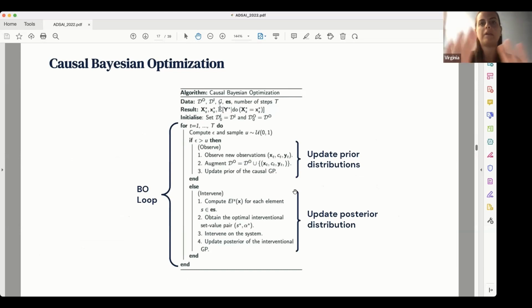So you'll still have a Bayesian optimization loop. You're going to collect interventions sequentially. At every step, you're going to decide whether to observe or to intervene. If you observe, you collect observational data, so you can update the prior distributions for the causal effects. If you instead intervene, you can update your posterior distribution for the intervention that you have performed.